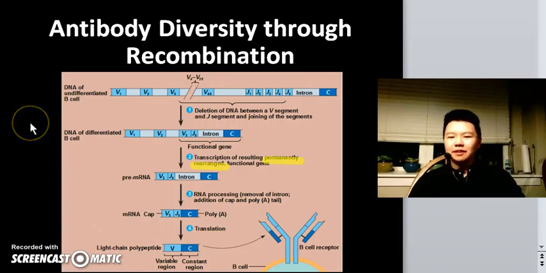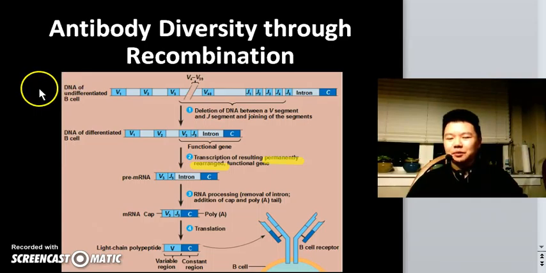So you may be wondering, how exactly can our body produce millions of different antibodies, one for each possible antigen that we might encounter? How do we possibly have enough space in our DNA to do that? Well, that is done through a process called recombination, and sometimes it's called VDJ recombination.